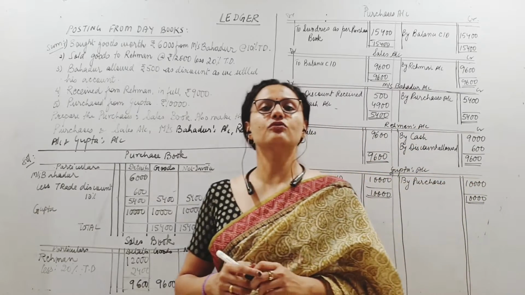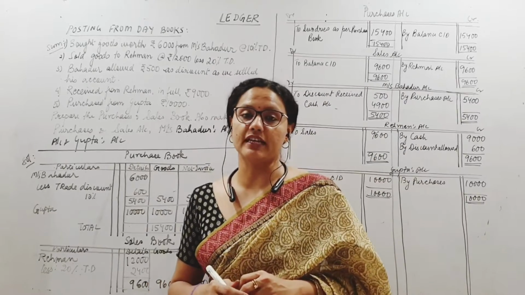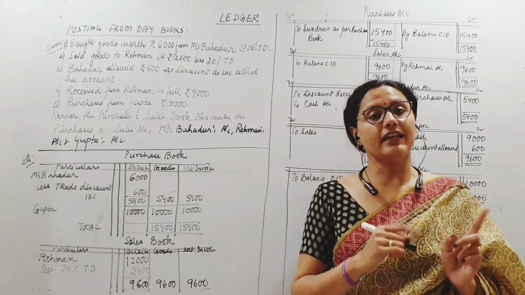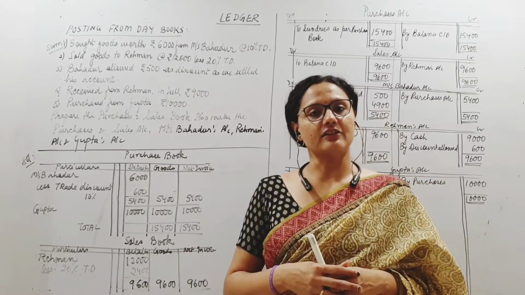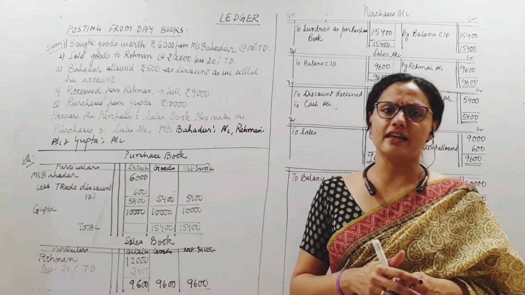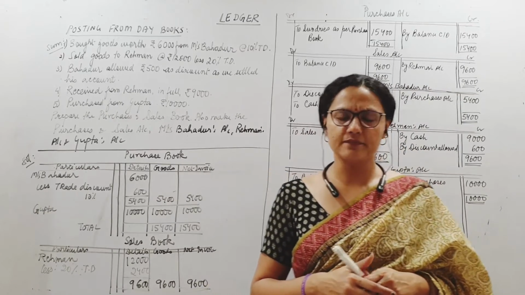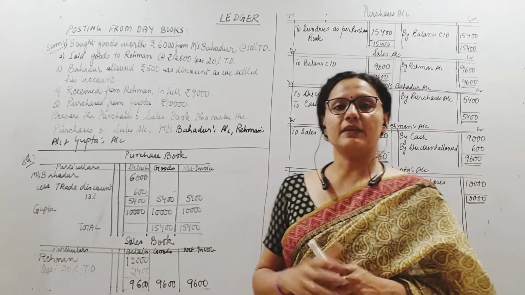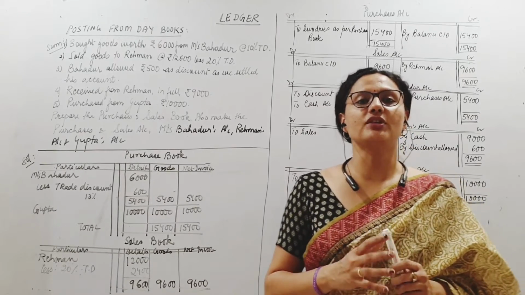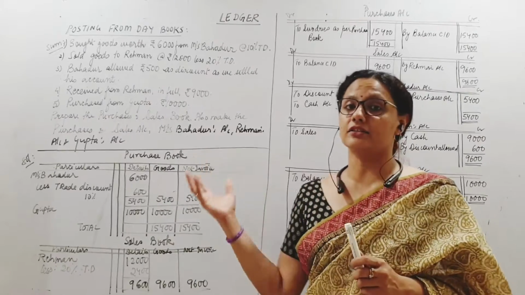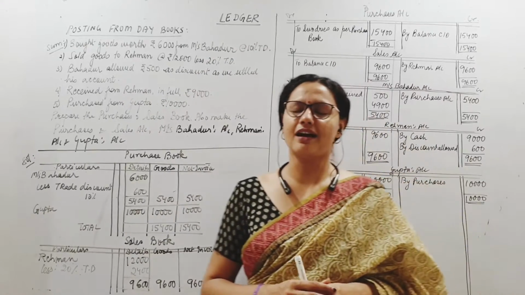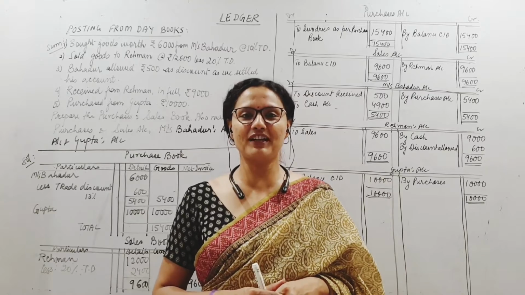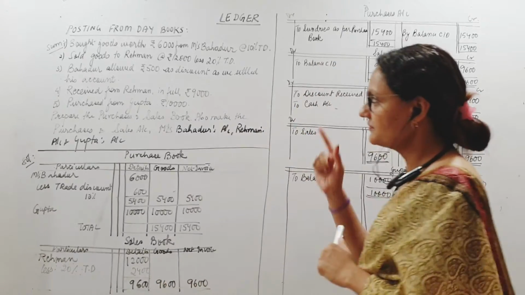Today we are trying to see how we can post the entries from the day books. Day books meaning purchase book, sales book, right? And there are other books like purchase return and sales return also. Fine. Today's class will only be for posting from purchase book and sales book, and other transactions have also been given. So let us try to combine and see how to go about it. So ready for it? Let's go.